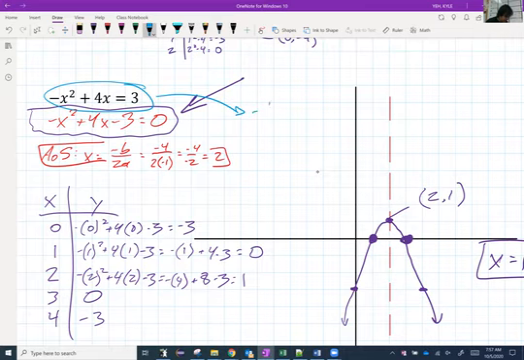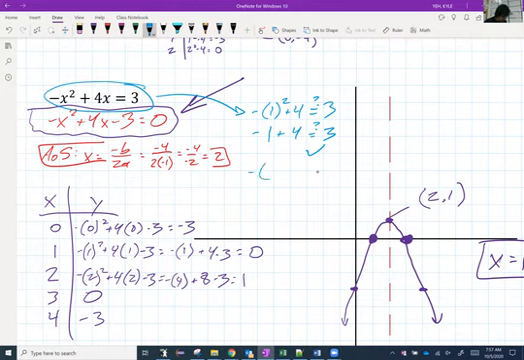Let's plug in 1. Is negative 1 squared plus 4, is that equal to 3? So do the squared first. Negative 1 plus 4, is it equal to 3? Yes, it is. And what about if we plug in 3?